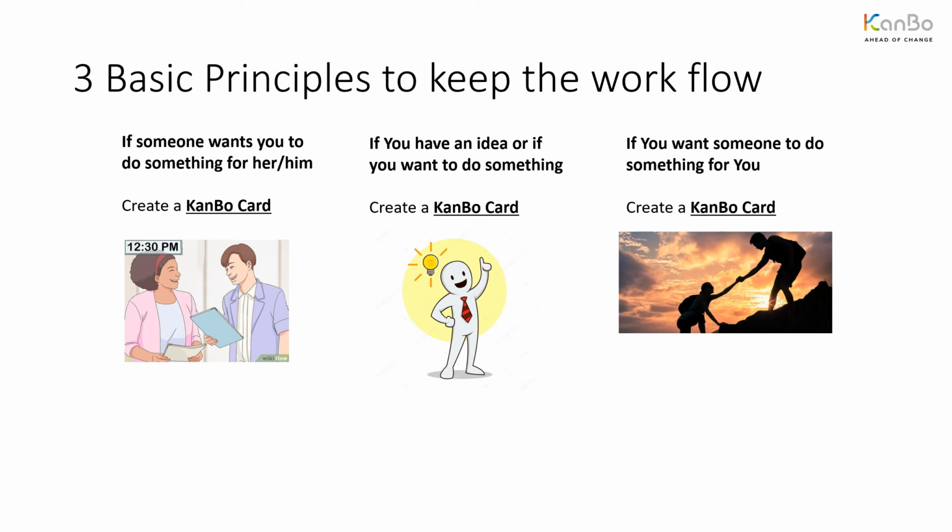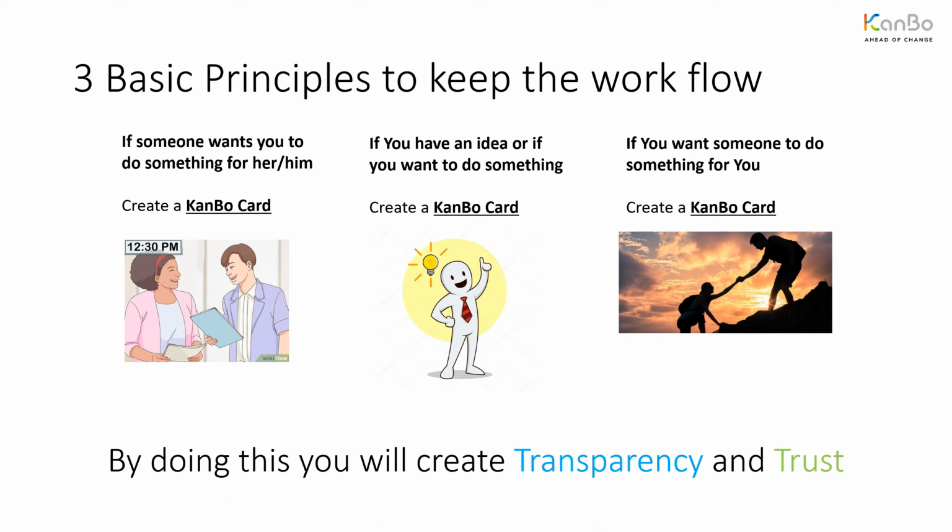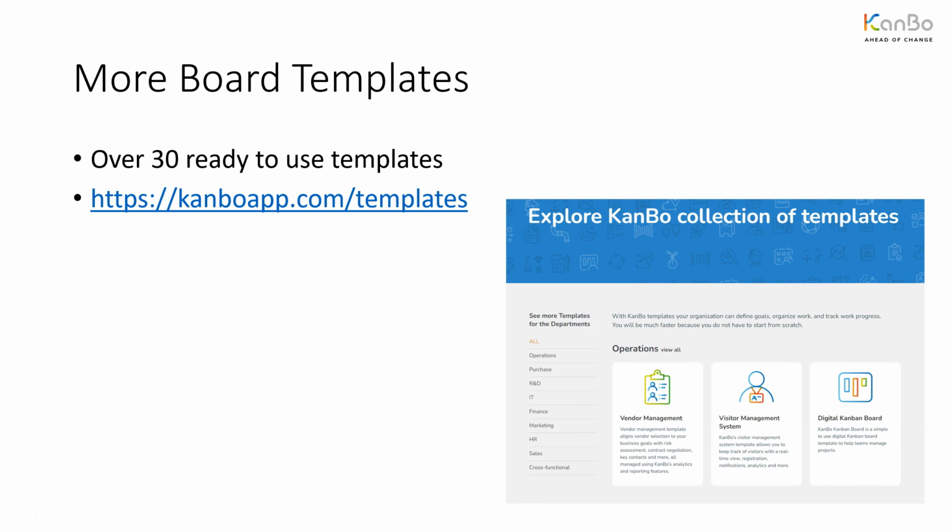So basically, by following these three basic principles, you will end up creating a lot of transparency and a lot of trust in your team, in your department, and maybe, if you use KanBo globally, in your entire organization. This is what our enterprise customers also experience: suddenly there are fewer meetings, definitely fewer emails, more progress, and more time for the actual work. So, yeah, that will be it for today.